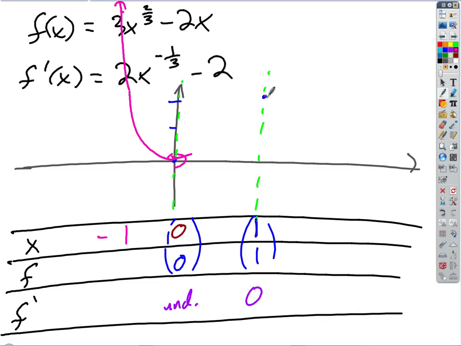So if we pick a value like 8, the cube root of 8 is 2, squared is 4, times 3 is 12, minus 2 times 8 is 16. So that's negative, isn't it? Okay, so at 8, pretend 8 is just out here, we're way down here. I drew that wrong, didn't I? What does that really need to be?